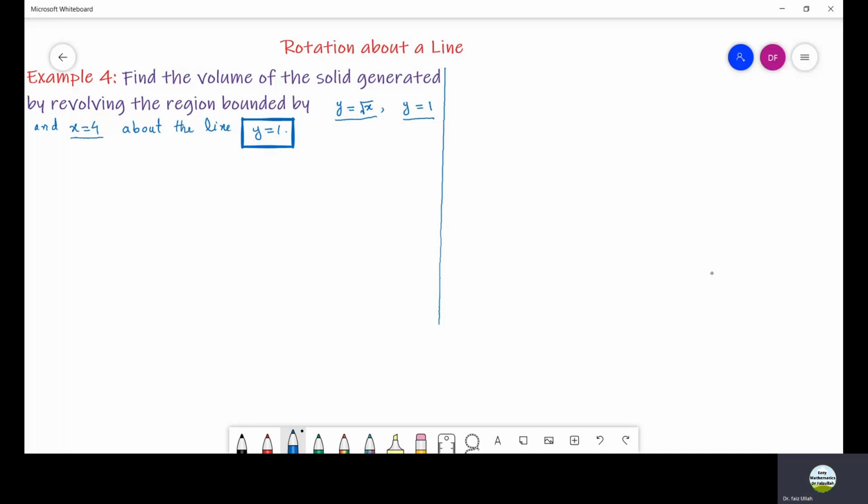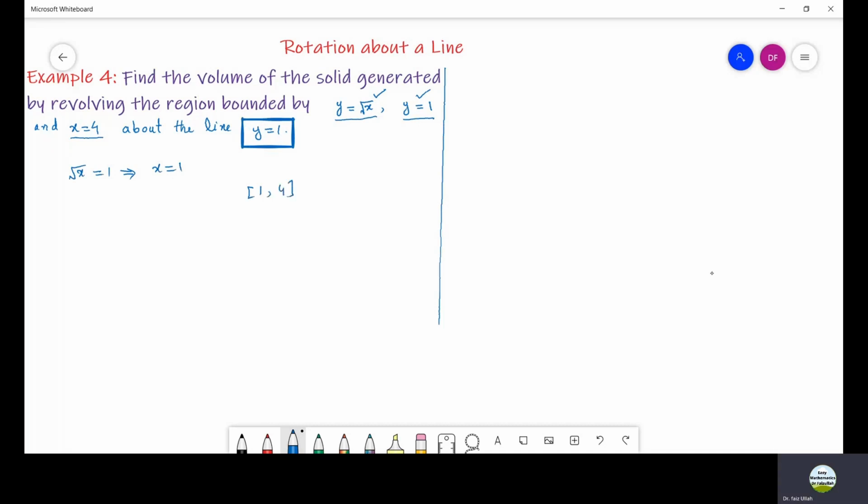And now to find another point, we find the point of intersection of these two curves. In other words, this is f of x and this is g of x. We put f of x is equal to g of x to find the value of x. So we have under root x is equal to 1. And from here we get x is equal to 1. So now we have 2 points. One is 1, the other is 4.